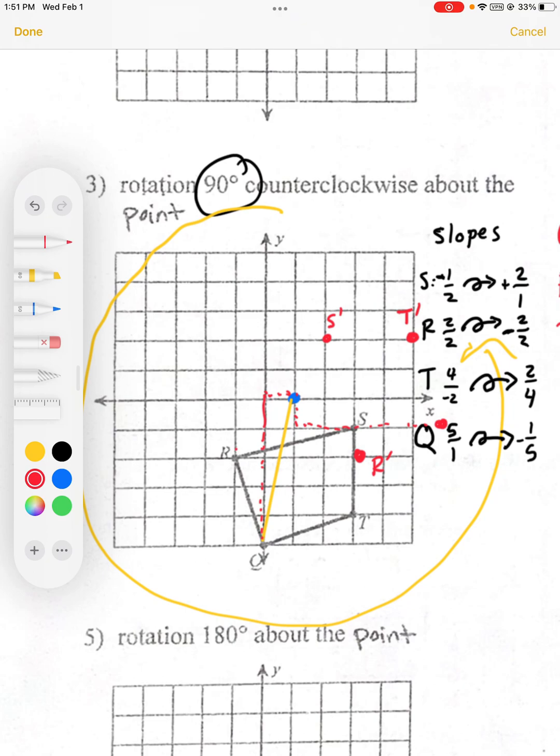Yes, we're kind of off the grid for this one. That's okay. It's a possibility for some of your other ones as well. Oops, that was funky. And there is our shape.